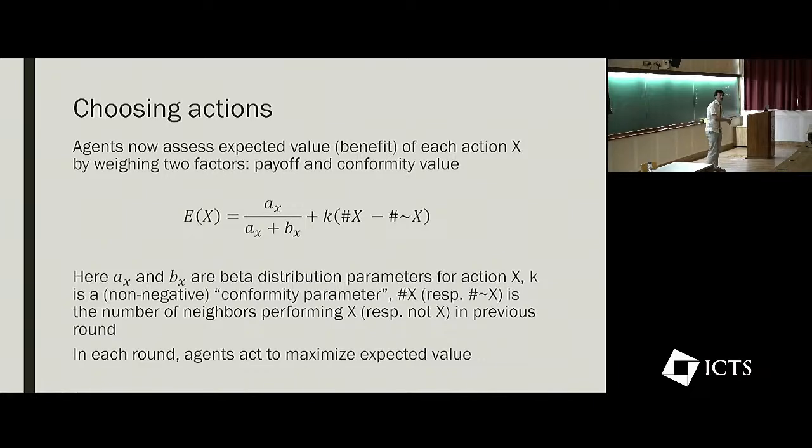So k can be very small. If it's 0, of course, we just get the old model back. It could be that you just have a weak preference for conformity. Or it could be large, in which case this term is just going to dominate this one. All that's going to matter is which action more of your neighbors performed. Okay, so in each round, you have your credence. You do this calculation based on your credence and your neighbor's behavior in previous rounds. You choose which of the two arms has a higher expectation. You perform that action. All of your neighbors do the same thing. They perform their action. You all update just like in the base model.